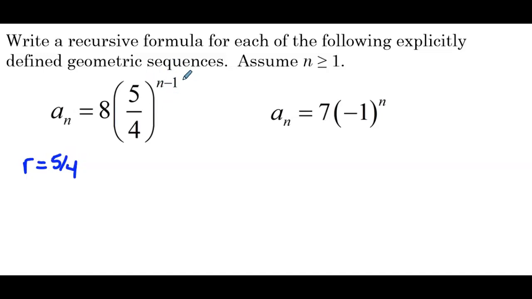Because we have this n minus 1, we know the first term, a sub 1, that's a weird a. Let's redo that.